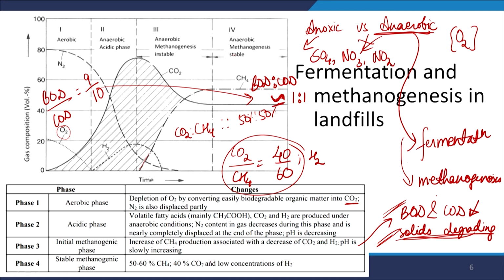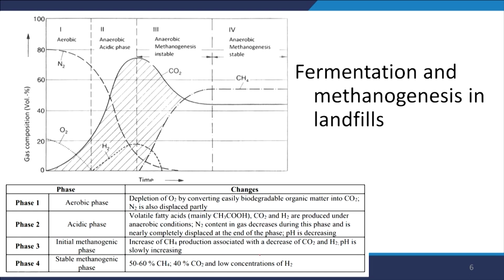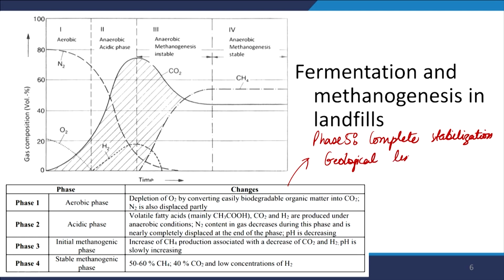Okay, now this is not shown in the figure, but after the 4 phases we have another phase, phase 5. Phase 5 can be called the phase where complete stabilization takes place. This is a phase of complete stabilization, and this happens on a geological time scale. We do not know if it's really happening, but we believe it happens. In phase 5, the methane production falls down over a long period of time, because this is a geological time scale.